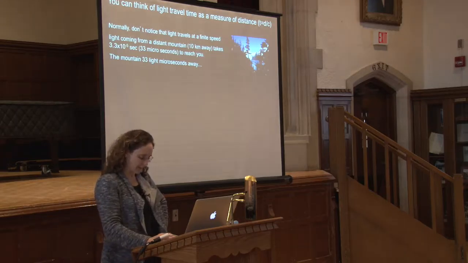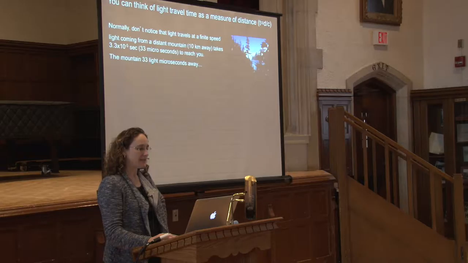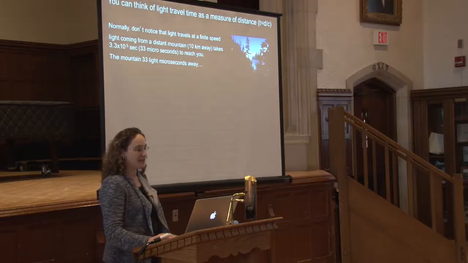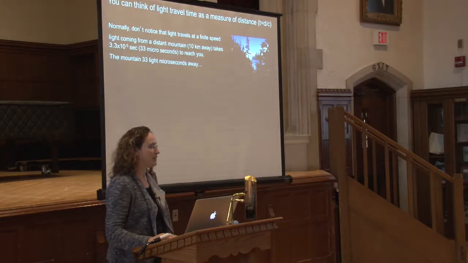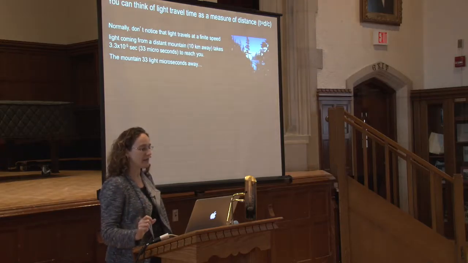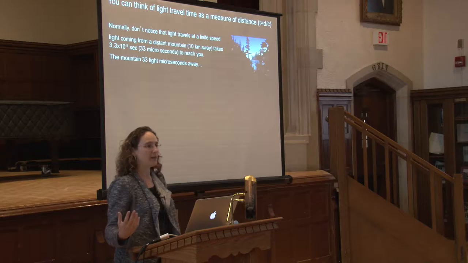If you think about light travel time as a measure of distance, you can write down a very simple equation, and I promise there will not be many equations: the time is equal to the distance divided by the speed of light, which is a constant. So you can always compute something that you refer to as a light distance, a light second, a light minute, a light month, a light year.